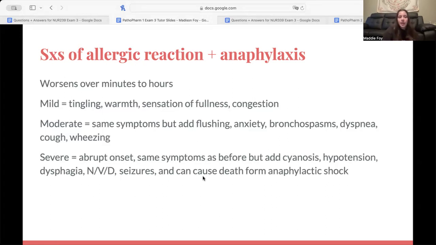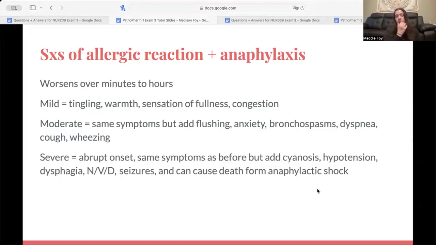And then a moderate allergic reaction has the same kinds of symptoms, but then add in flushing, anxiety, bronchospasm. So your bronchi are spasming, making it a little harder to breathe. Dyspnea, which is that shortness of breath, a cough, and wheezing. Typically, this is when someone would start to seek medical help. With a mild reaction, they might not feel like they need to, but once they start experiencing the bronchospasms and the shortness of breath, that's when it starts to get scarier for the patient, which causes anxiety, which causes worse breathing and wheezing, and it's a cycle that goes on from there.